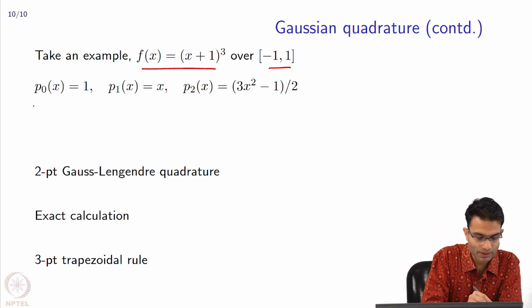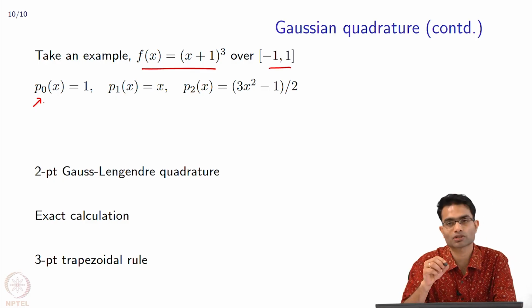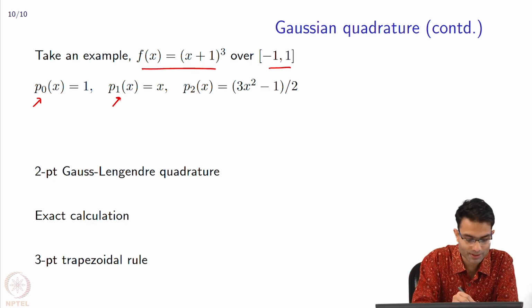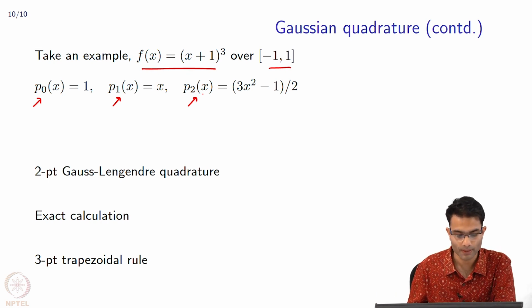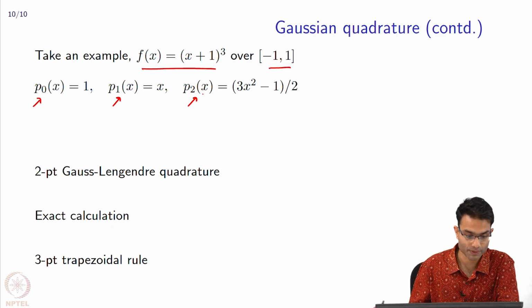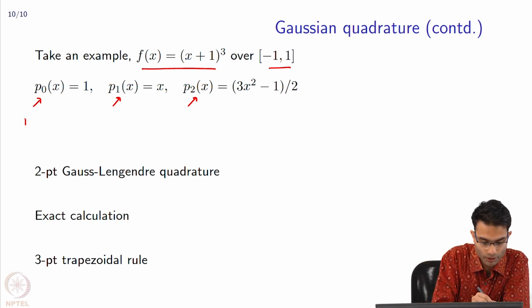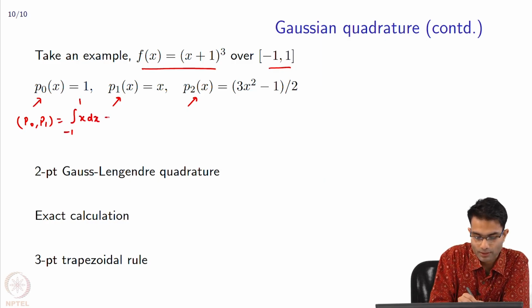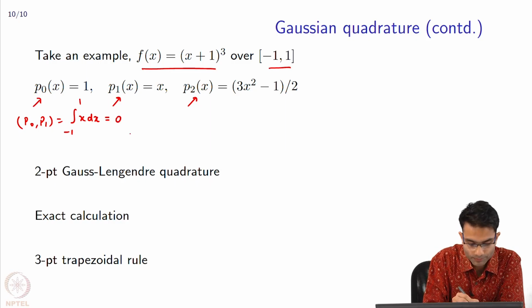So, for example, this is the first Gauss-Legendre polynomial, or Legendre polynomial, this is the second, and this is P2. So, P0, P1, P2. To test our understanding, let us see if they are orthogonal to each other. If I take the inner product of P0 and P1, what do I get? Minus 1 to 1 x dx, and you can see that this is going to be 0.